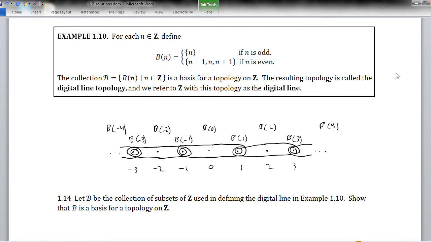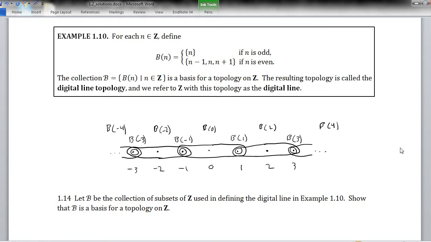I've attempted to draw this basis down below. You see that when n is odd, we have, for example, b of negative 3 containing just negative 3, b of negative 1, b of 1, b of 3, and so on. And when n is even, for example, b of negative 2, we have b of n containing the even integer itself together with its two odd neighbors. So there's b of negative 2, b of 0, b of 2, and so on.